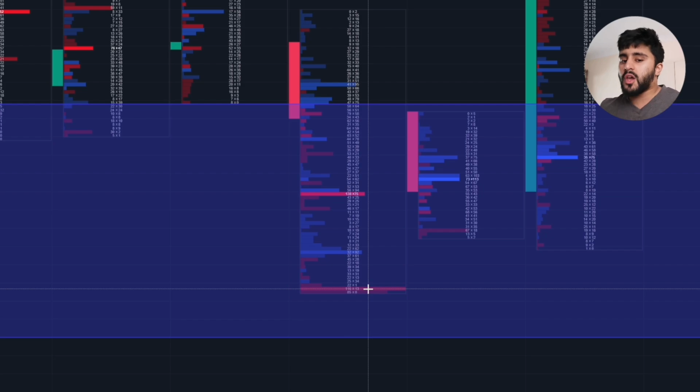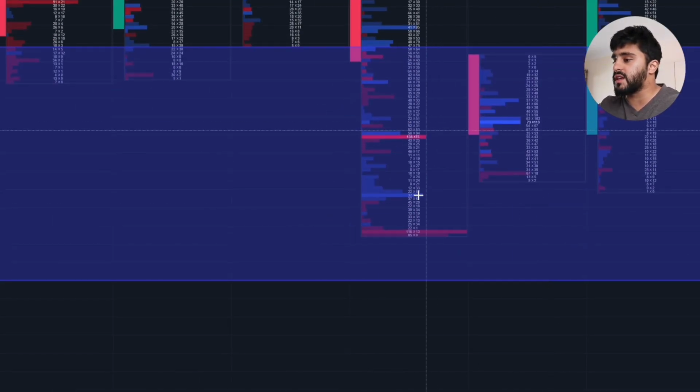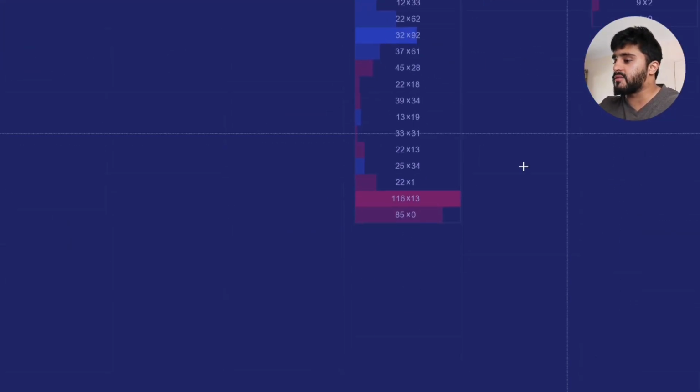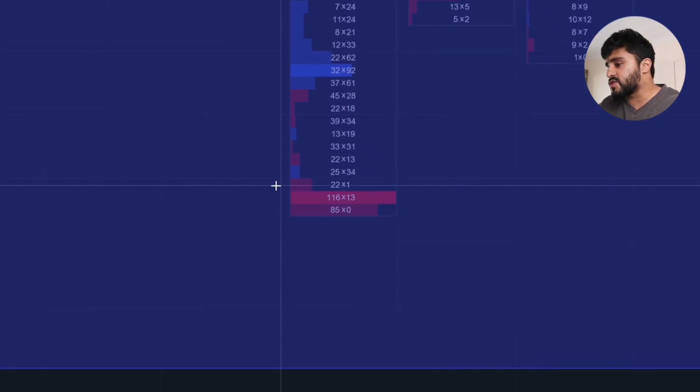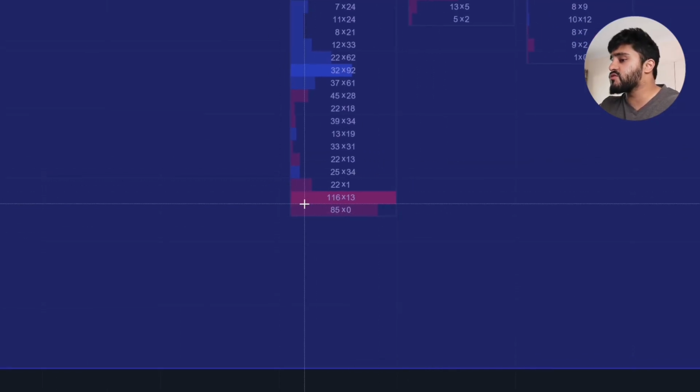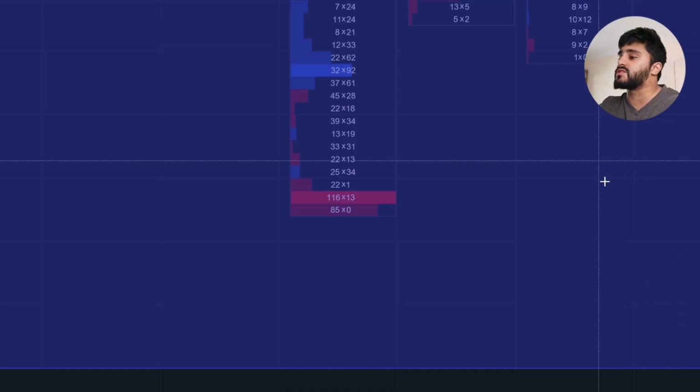What does positive delta represent? Positive delta means there's more aggressive buyers than sellers. But what's interesting is we want to look at the final rejection, which was here and especially down here. This rejection is what we're going to be focusing on. We can see a huge red delta, 116 for 13, 85 for 0. This represents an exhaustion of a trend, an exhaustion of a bearish trend.